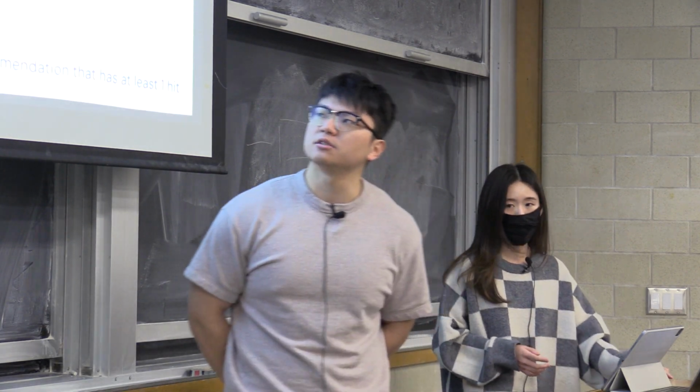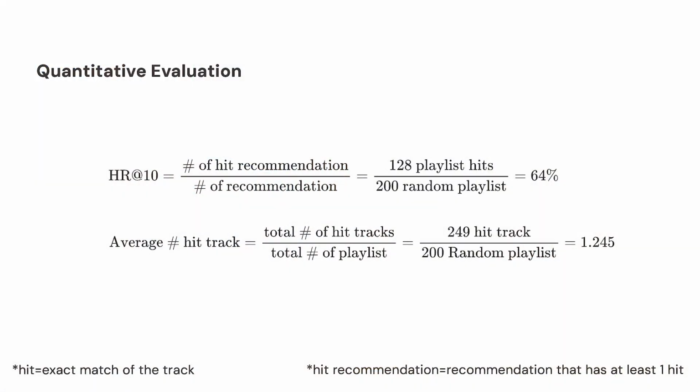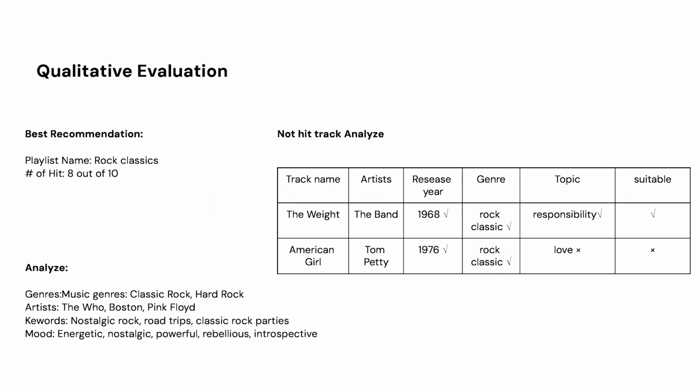For quantitative evaluation, HR@10, which is hit rate at 10, is commonly used in recommendation systems. HR@10 will return 1 if a recommended item is correct out of the top 10 recommendations. For simplification of our project, this is the equation, which got a 64% correct rate, which means at least 64 playlists have 1 correct recommendation out of 200 randomly selected playlists. And the average hit tracks per playlist is 1.245.